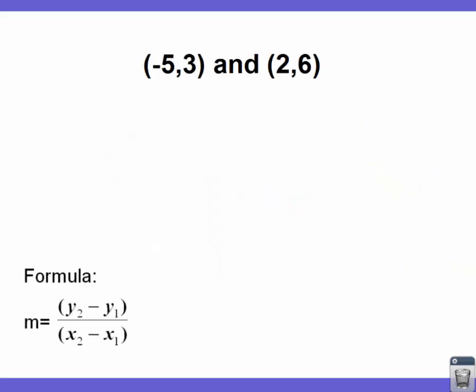So here's our first one. Okay, I've got 2 points that lie on a line. The first thing we do is identify the points as point 1 and point 2. And again, like I said, it makes no difference which one you call what. Once I do that, this becomes x1 and y1, and this point becomes x2 and y2. And now we plug into our formula.